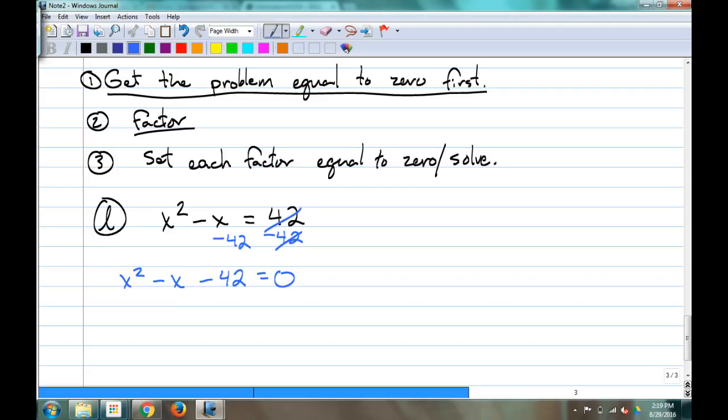So that's not messing with x because they're not like terms. The 42 doesn't go with it. If there are like terms, Jordan, you're going to put them together. Okay, and we'll look at one that does that in just a little bit.